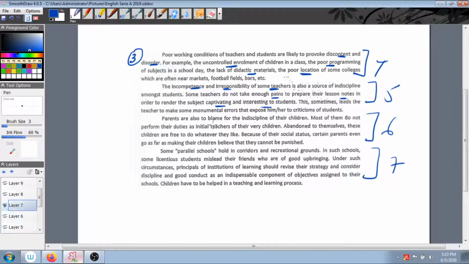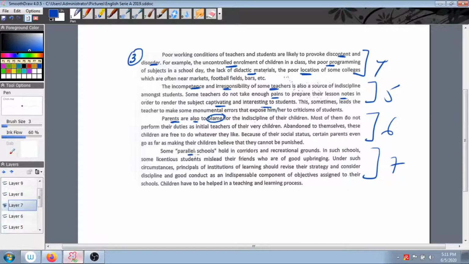So what else? Oh, parents. That's the word. Okay, so I have the word blame here. Parents are, but here you have the word also, which means there are others, not just parents. Parents are also to blame for the indiscipline of their children. Most of them do not perform their duties. Okay, I don't need the rest of it. Let's continue. What else?